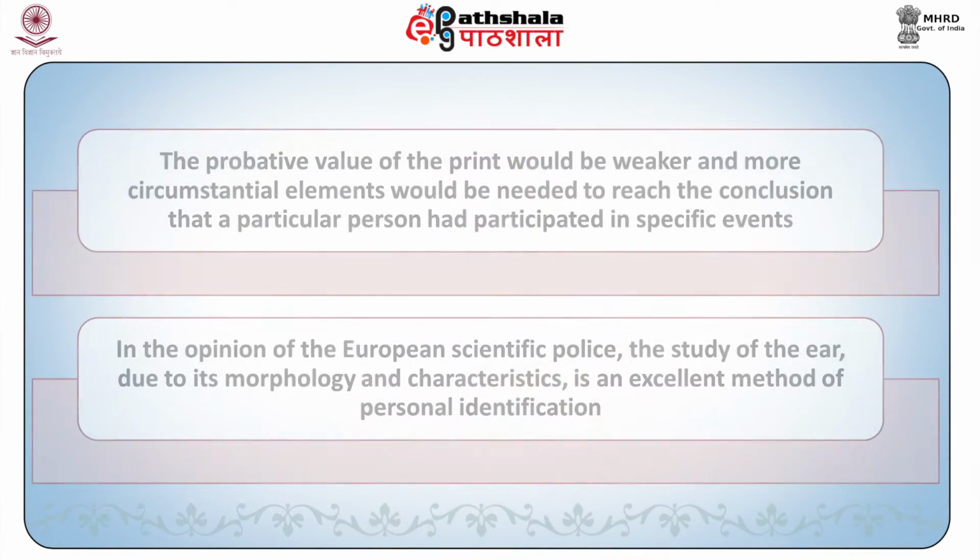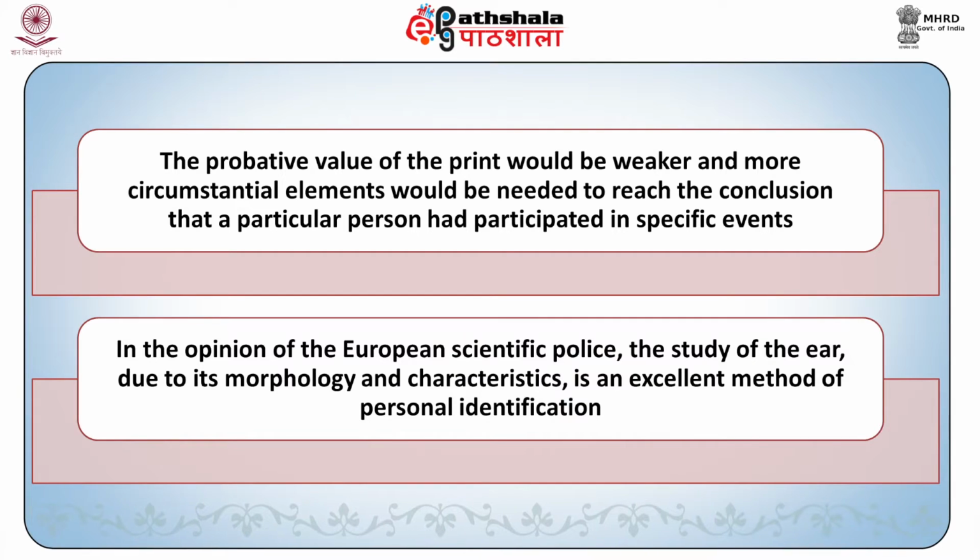In the latter case, it would be comparable to a shoe print, or a print of a wheel that could be said to be similar to the shoe print or the wheel print of a vehicle belonging to a particular individual. In the latter case, the probative value of the print would be weaker. More circumstantial elements would be needed to reach a conclusion that a particular person had participated in a specific event.